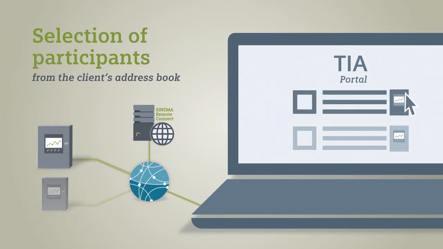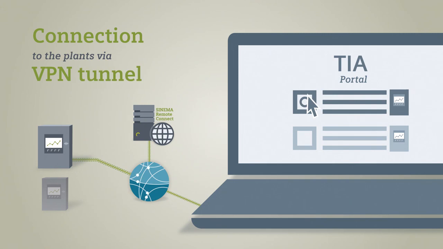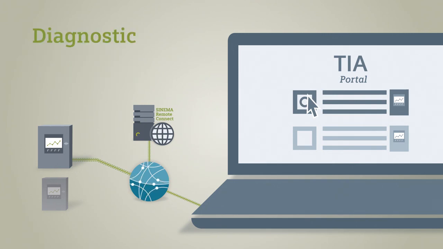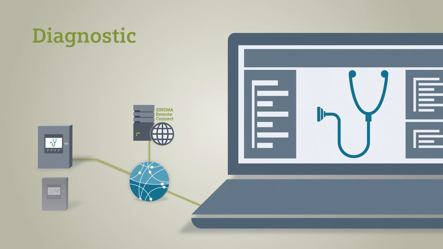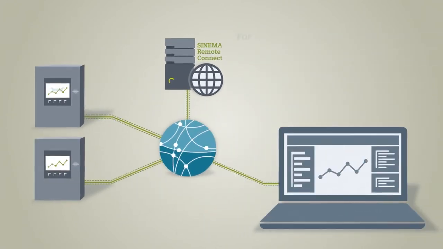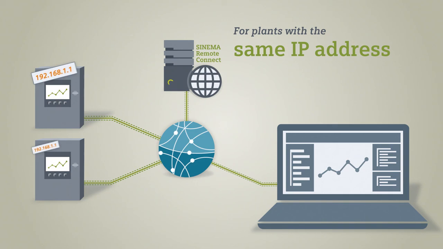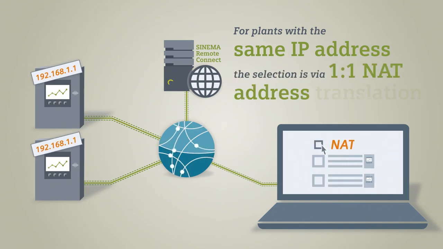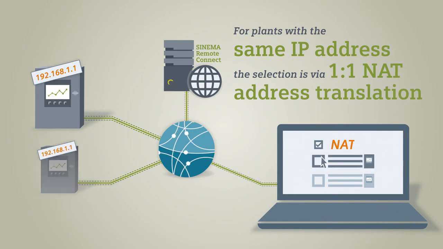The service technician can now connect to the plant via VPN tunnel. This is where, for example, faults can be diagnosed or changes can be made in the user program of a controller. In the event of several plants with identical ID subnets existing within the configuration, the following solution can be applied. The desired participant can be selected via one-to-one NAT address translation.